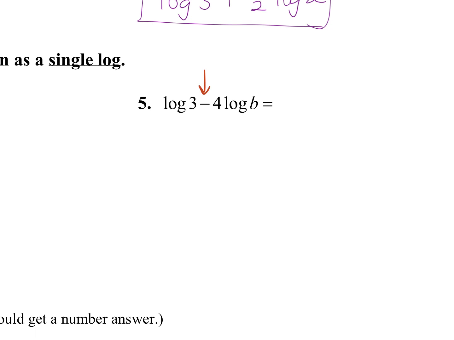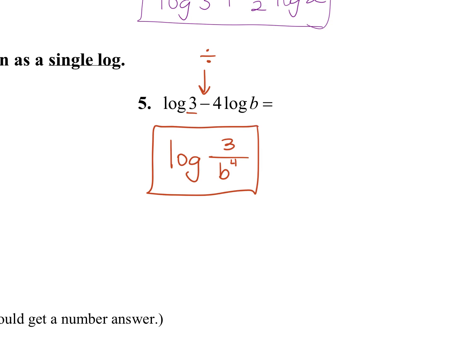Subtraction gets you what? Division. Single log. What did you get? But not single log, right? You didn't write, did you write 2 logs? Yeah, 1 log, yes. So b, not b. 3 is your numerator divided by b to the 4th. So log 3 over b to the 4th.